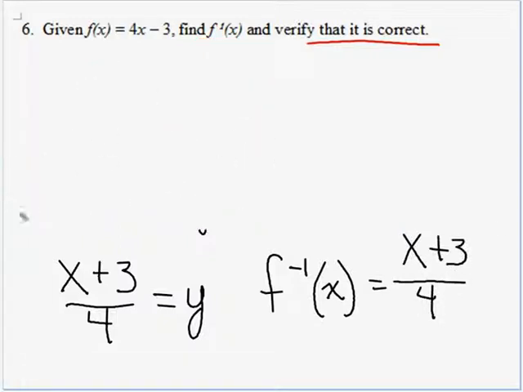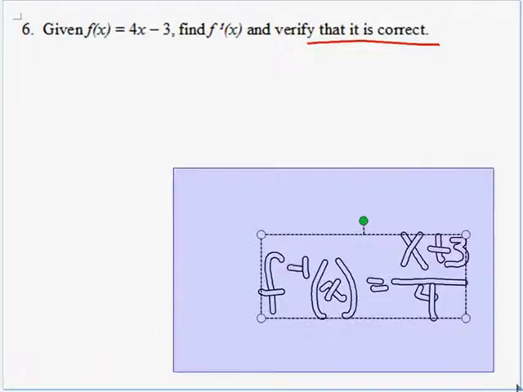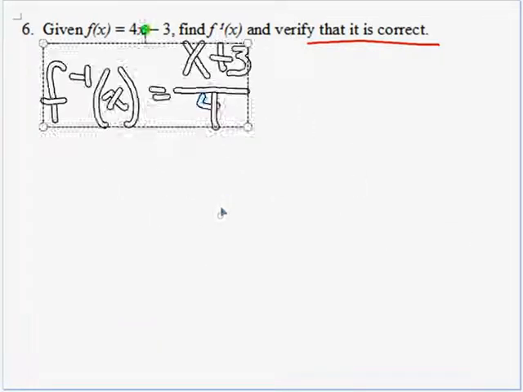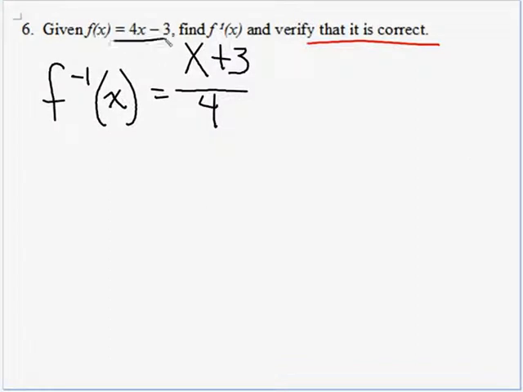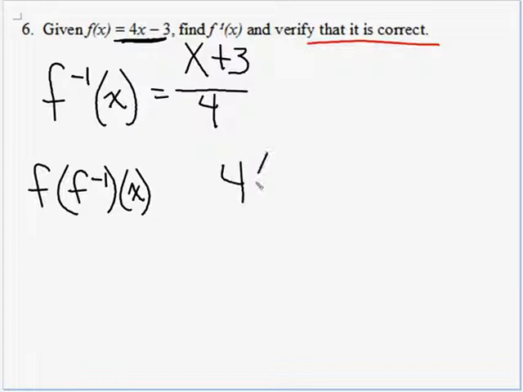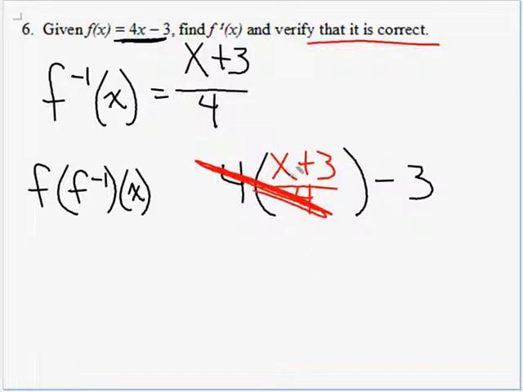And it did say to verify. We have to verify that these are indeed inverses. So here is f of x, and the inverse we just found. Well, let's find f of f inverse of x. So f, I'll copy the f function without the variable x, and I will replace the variable x with the inverse we just found. So here we can see we are multiplying and dividing by 4. Those will cancel. So now we have x plus 3 minus 3. The plus 3 minus 3 cancel, and we're left with x.